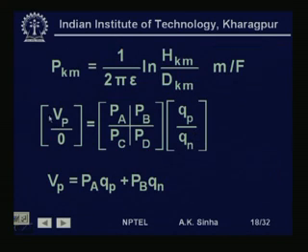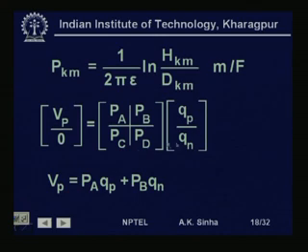Now, this big matrix relationship can be written in a shorter form as V p, which is the voltage for the phase conductors, and 0, which is the voltage for all the n ground conductors, is equal to P a, P b, P c, P d, which we had already defined earlier, and Q p is the charges on the phase conductors, that is Q a, Q b, Q c, and Q n is the charges on the neutral conductors Q n 1, Q n 2 up to Q n n. Now, from this relationship we can write V p is equal to P a into Q p plus P b into Q n.